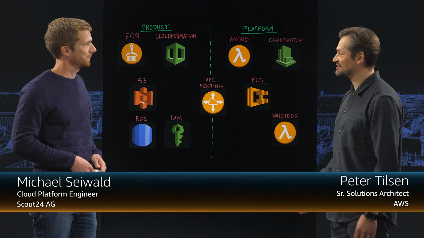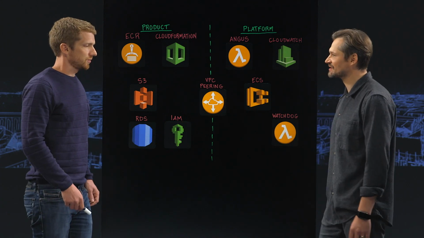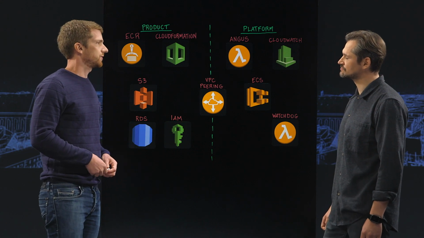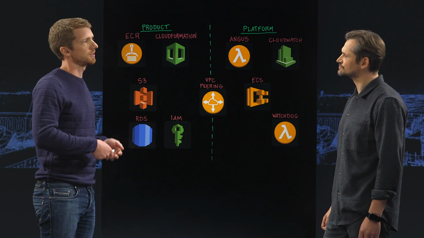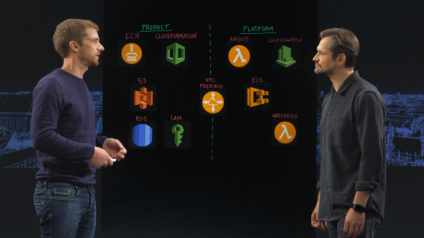Thanks for having me. So Michael, tell us what you guys are doing. So Scout24 connects people, cars, and homes. Our two main products are Auto Scout24, where you can find your next car, and Immobilien Scout, where you can look for real estate properties.